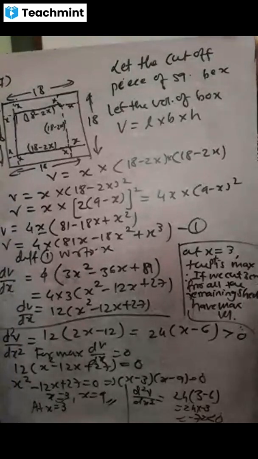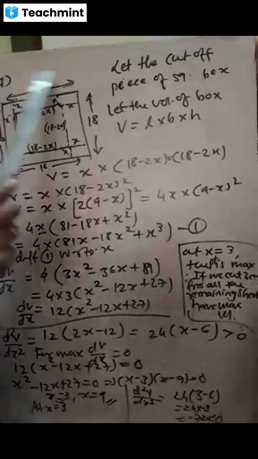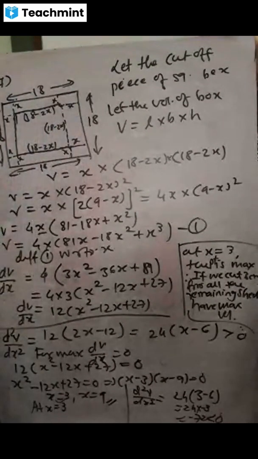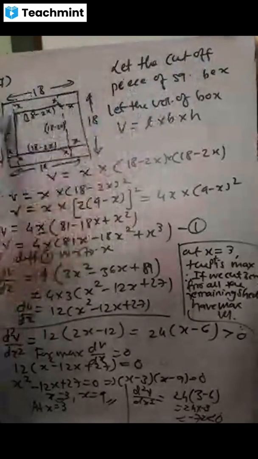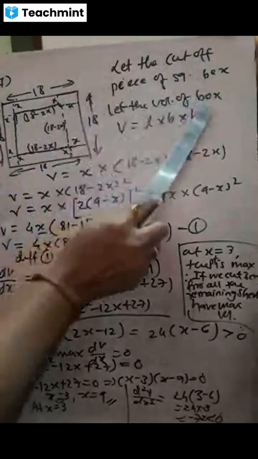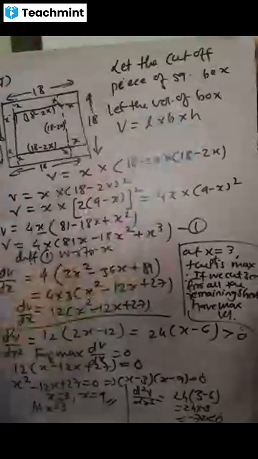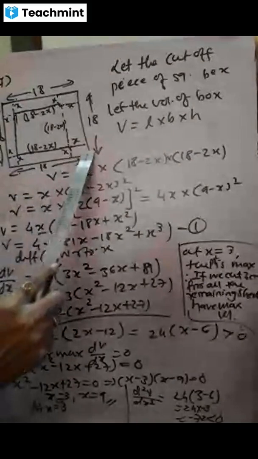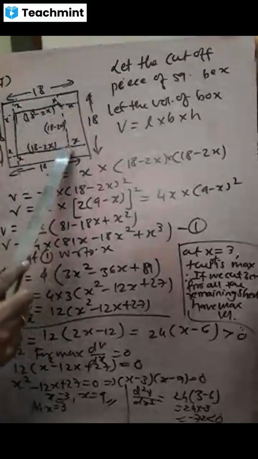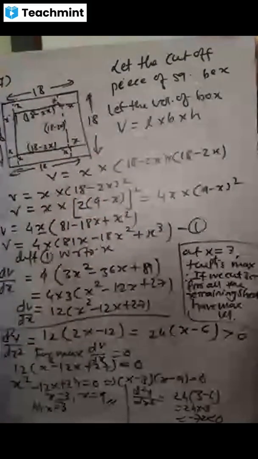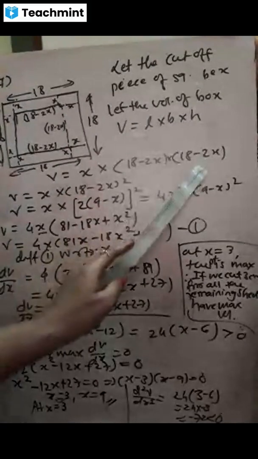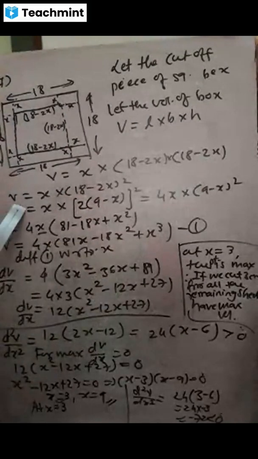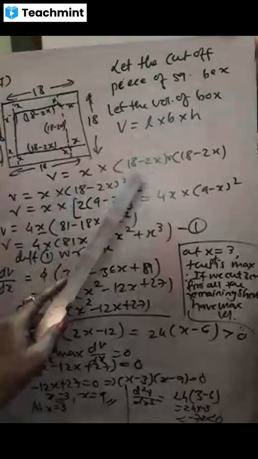So now first of all we will draw the figure of this square piece, and then we will consider that the piece cut off from each corner has side x. Volume of the box means length into breadth into height. So volume is given by V. After cutting off, the length and breadth will be 18 minus 2x, into 18 minus 2x, into height x. So this is the value of V.